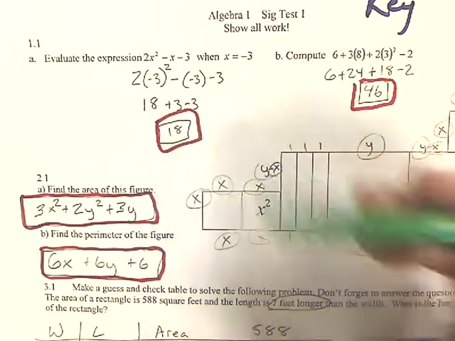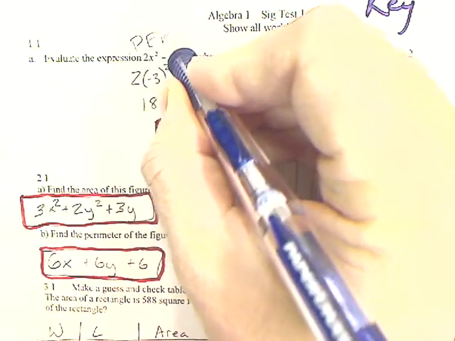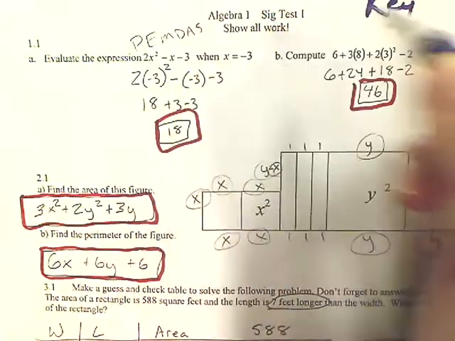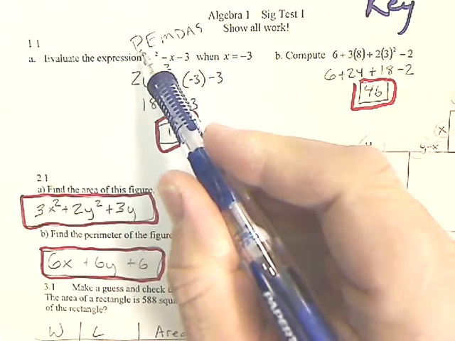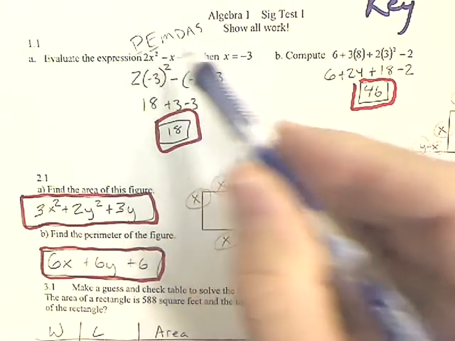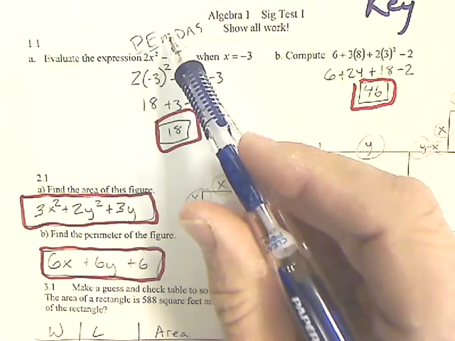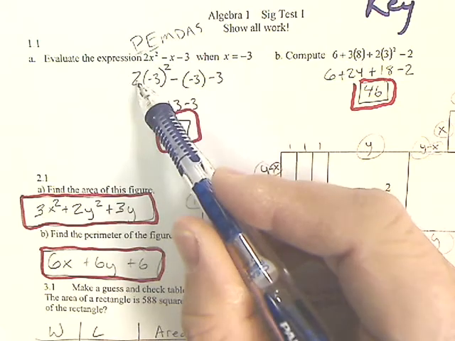-3 squared. Please excuse my dear Aunt Sally. This is the order you have to do things. You look at what's inside the parentheses. There's nothing to do inside. Then you go to exponents. So -3 squared is 9. Then I can do the multiplication. So 9 times the 2 is 18.